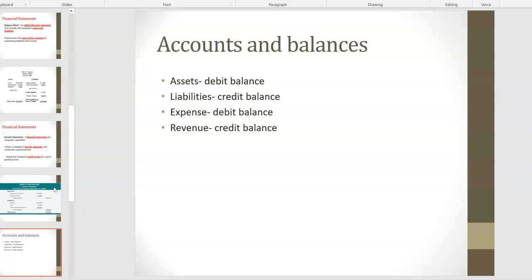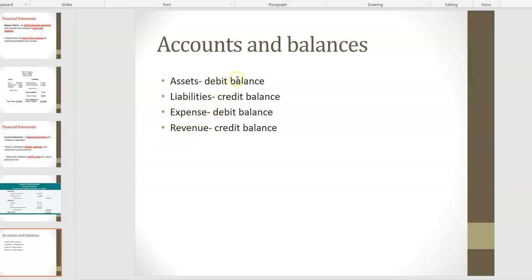Moving on. Earlier, I told you that there were 4 major account types, and they are assets, which are the things that you own, liabilities, which are things that you owe, expenses, which is money that is spent, and revenue, which is money that's earned.